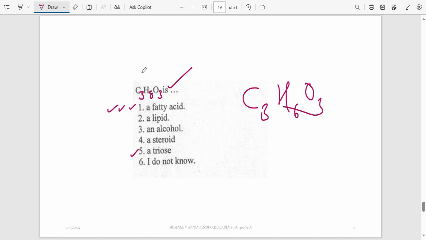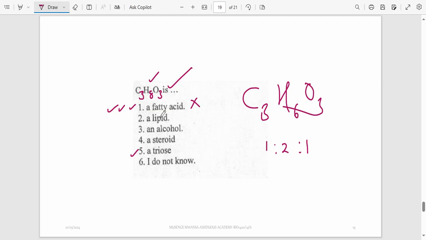So the formula for trioses is C3H6O3. The ratio of carbon to hydrogen to oxygen is supposed to be 1 to 2 to 1. But you can see this formula, if you divide through by 3, you do not get a ratio of 1 to 2 to 1, so that means it's not a carbohydrate. But glycerol, which is a lipid, and for you guys who picked one, that is not correct. Option one is not correct.